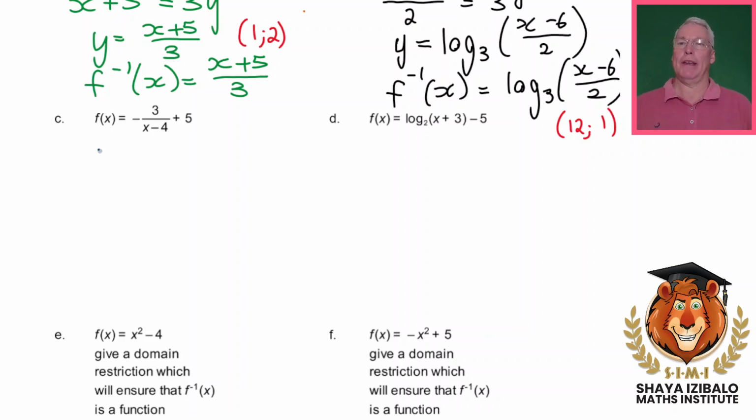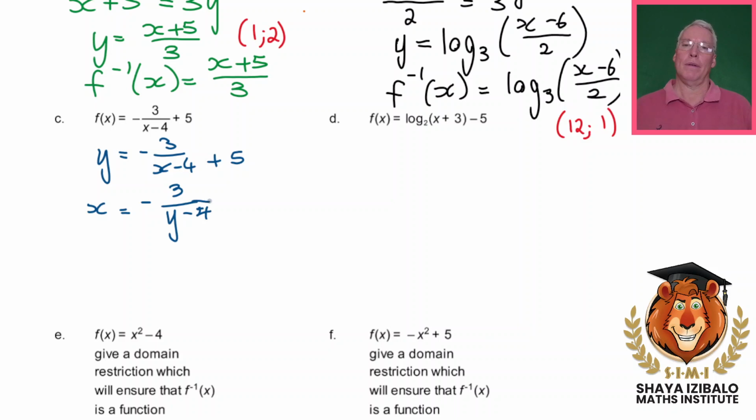First step, we're going to let f of x be y. So y equals negative 3 over x minus 4 plus 5. We're going to swap x and y around. x is negative 3 over y minus 4 plus 5. Now we're going to get y on its own. Let's subtract 5 from both sides.